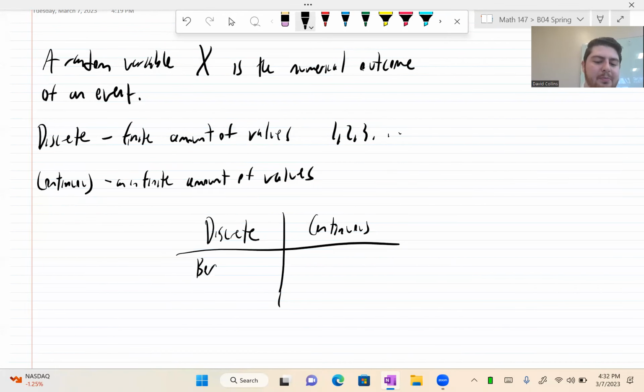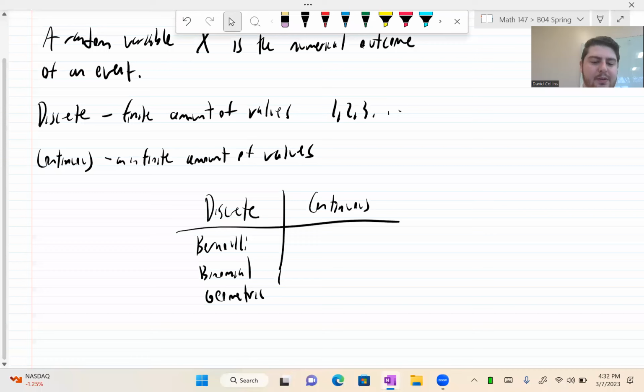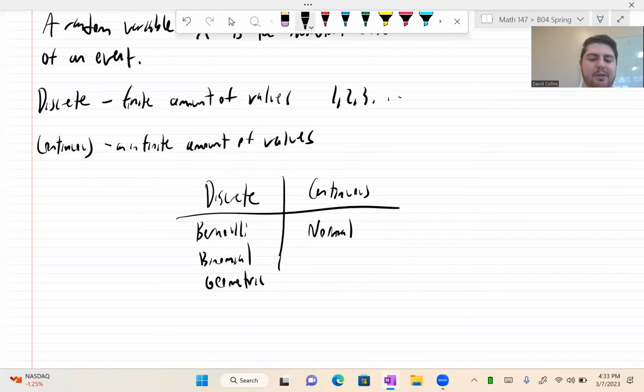Discrete, you have Bernoulli. We have binomial, geometric. Continuous, we have normal. Remember, the normal model is continuous. We have uniform. Uniform also can be discrete.